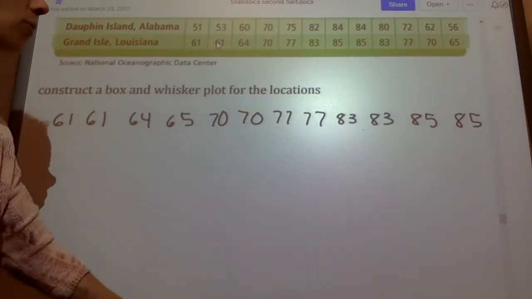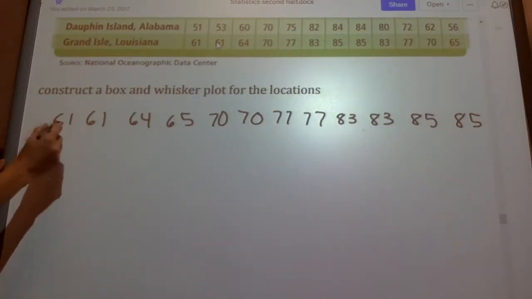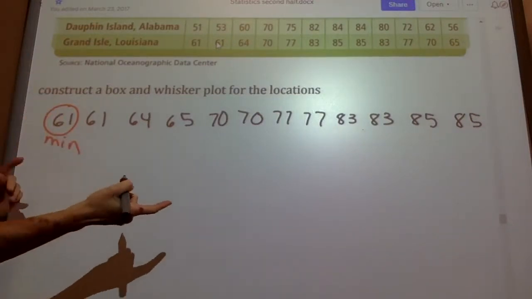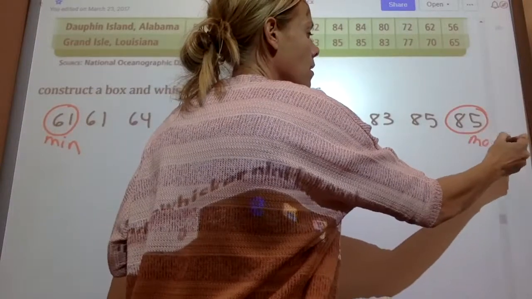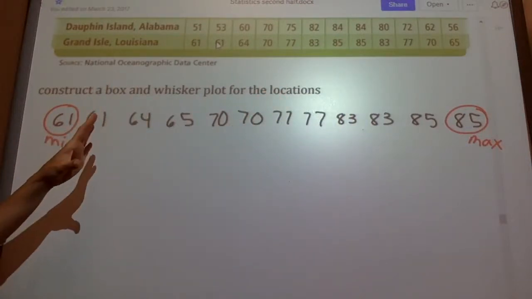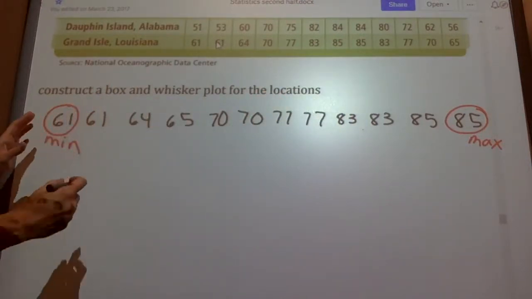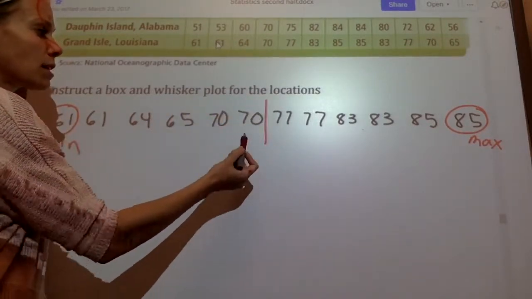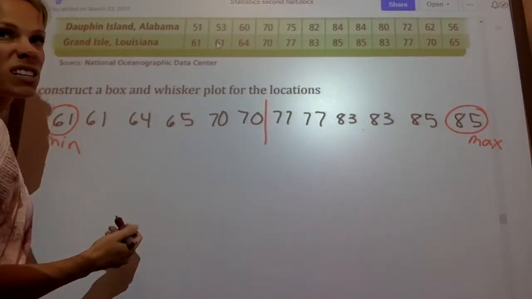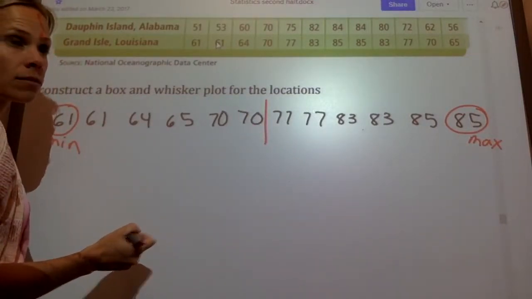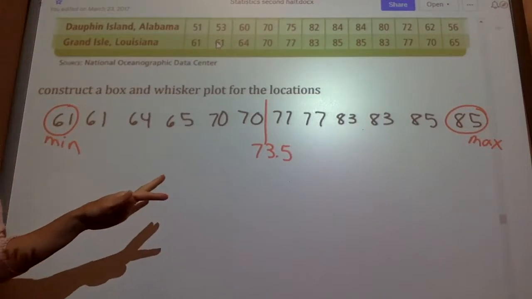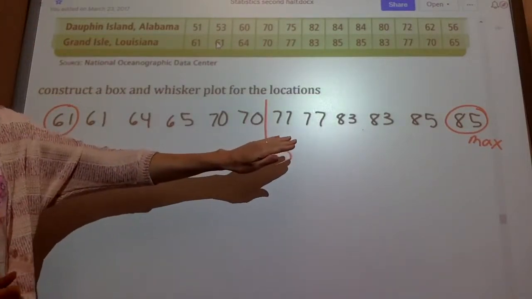The five things I need to do. The first step is to identify my minimum. So here's my min. And then I need to identify the max. All the way down here, there's my max. The third step is the median of all my data, meaning the middle value. If I have 12 numbers, where's my median? After the 6th number. So there's 6 on the left, 6 on the right. What's the middle number between 70 and 77? 73.5, very good.